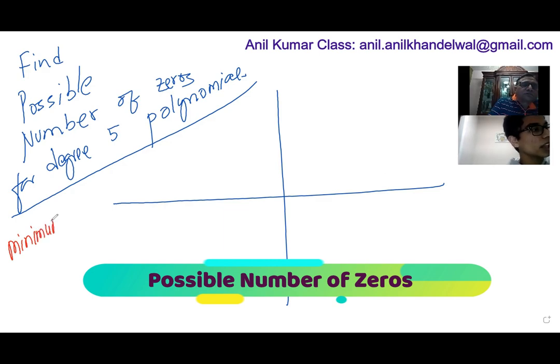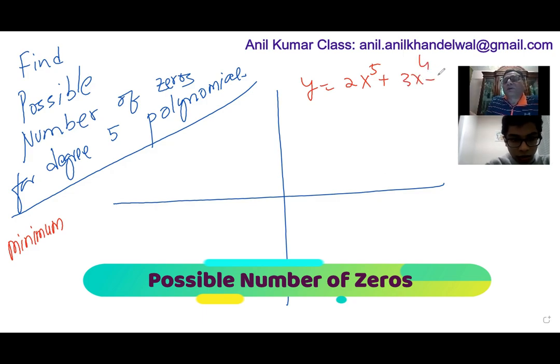Wait, do you mean the highest degree, or the combined degree? So it all depends. Highest degree when you write in the factored form. For example, if I write y equals 2x to the power of 5 plus 3x to the power of 4 plus something, plus some constant 7, for example, then the degree is 5. You get the idea? Oh yeah, that's what I wanted to know.